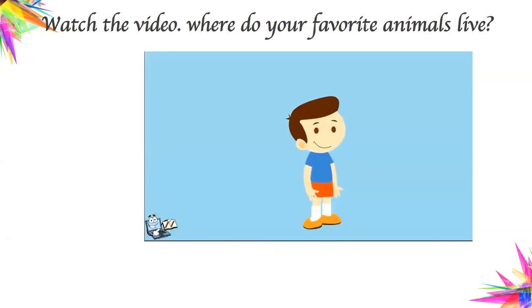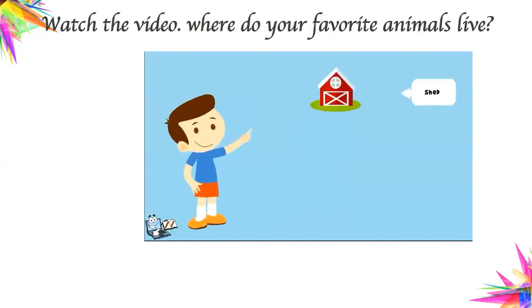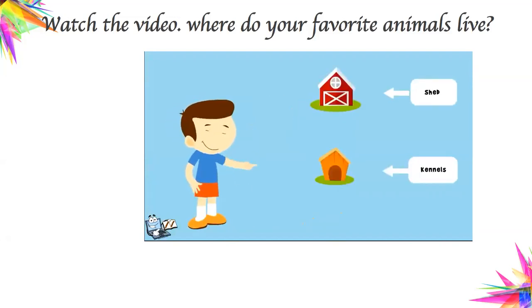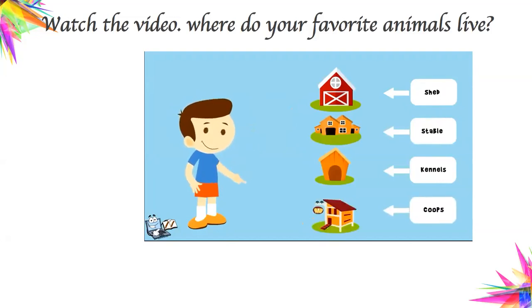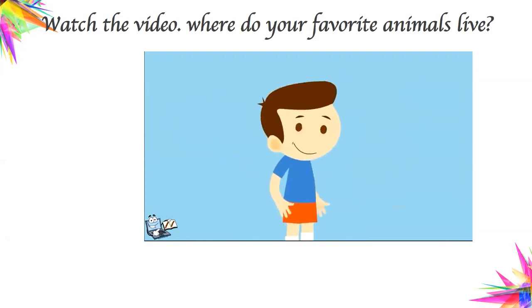We make homes for domestic animals. The home of a cow is a shed. The home of a dog is a kennel. The home of a horse is a stable. And the home of a hen is a coop. Now you know a lot about animal homes.